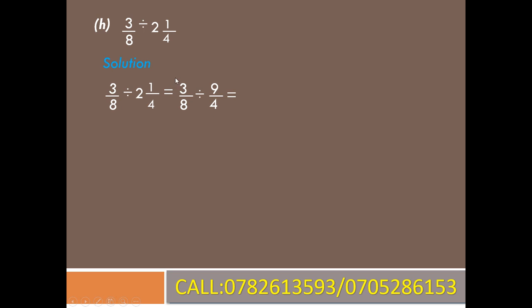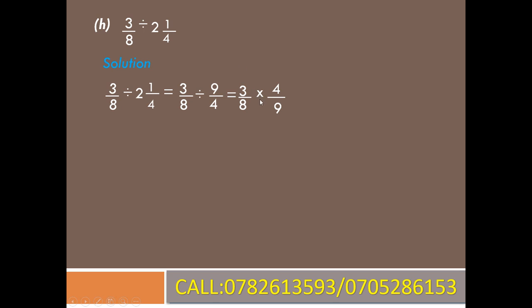So we now proceed. This will be 3 out of 8. Now we shall change this division into a multiplication, so times the reciprocal of this. The reciprocal of 9 out of 4 is actually 4 out of 9. With the reciprocal, we simply take the numerator to be the denominator and the denominator to be the numerator. And then ordinary multiplication will apply, and you can actually even cancel here.